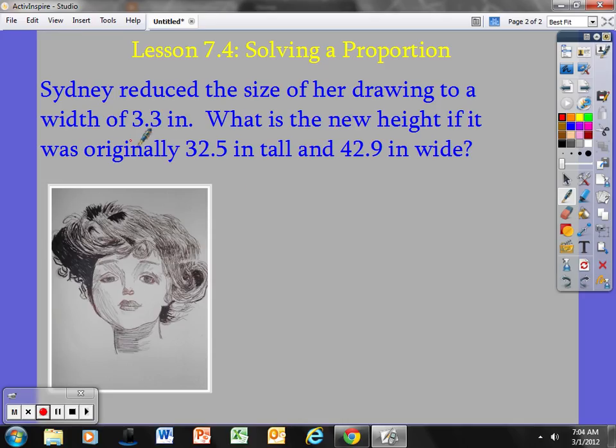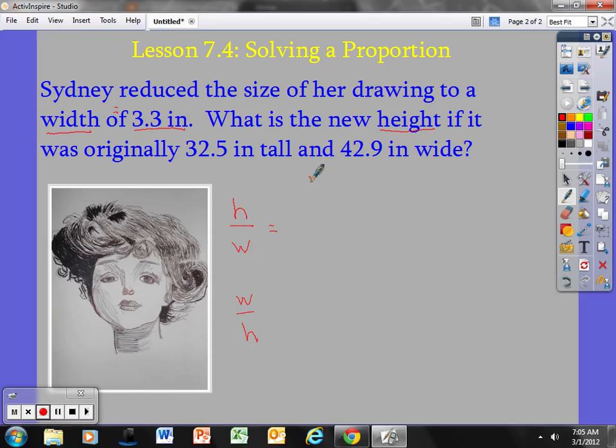So I know that I am comparing height to width. I know what the new width is because she's reduced her drawing. The new width is equal to 3 3/10 inches. I want to find out what the new height is. To do this I can set up a proportion. I can set it up as height over width, or as width over height. It doesn't really matter. I'm going to go with my first one, height over width.